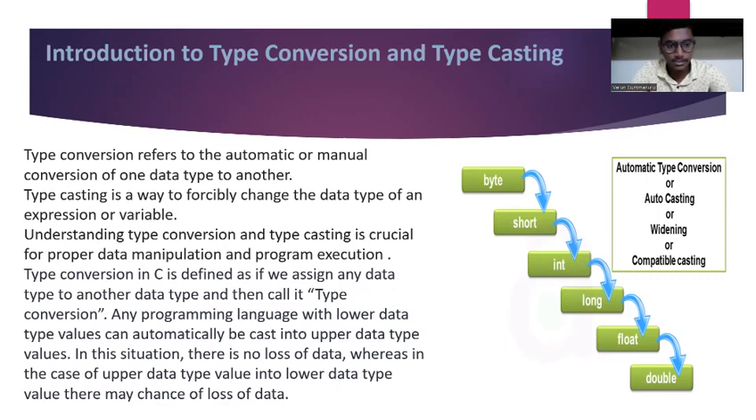Type conversion in C is defined as, if we assign any data type to another data type, we call it type conversion. In any programming language, lower data type values can automatically be cast into upper data type values. In this situation, there is no loss of data, whereas in the case of upper data type value into lower data type value, there may be chances of loss of data.